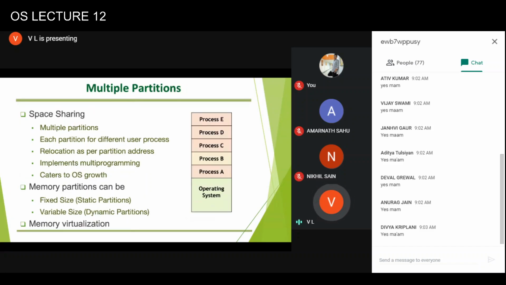So let's go for multiple partitions. Naturally, some of the partitions will be reserved for the operating system, and other partitions will be reserved for other processes. Generally, partitions may be of the same size or they may be of different size. So that way it is fixed size partitions or variable size partitions. And memory virtualization is being achieved through space sharing, where the complete memory address space is divided into different partitions.